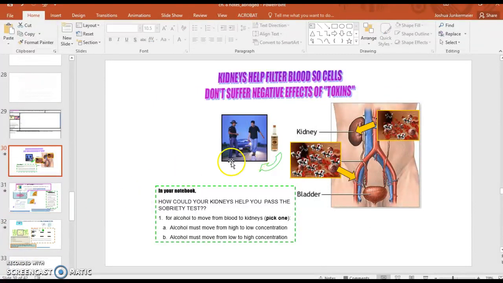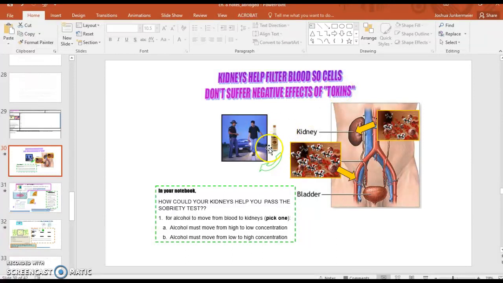All right, so this is slide 30. Now slide 30 is an interesting situation. We focus on kidneys, and the kidneys help filter blood. Kidneys basically support your blood containing the right amount of solutes. They filter out toxins, and then you urinate them out. So the kidney filters the blood, and whatever it filters out goes into your urine so you can excrete it or get rid of it. So let's look at the title. It says kidneys help filter blood so cells don't suffer negative effects of toxins. Now in this example, the toxin is alcohol.